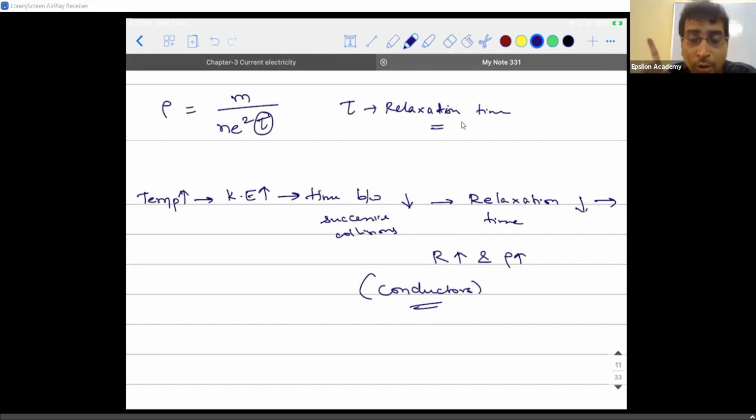For semiconductors, what will happen is resistance will decrease with increase in temperature, whereas for a conductor, resistance will increase with increase in temperature. Please make a clear note of this point, or else you will get confused.